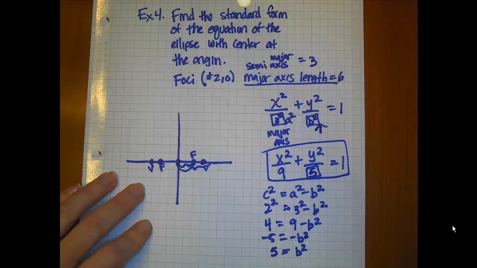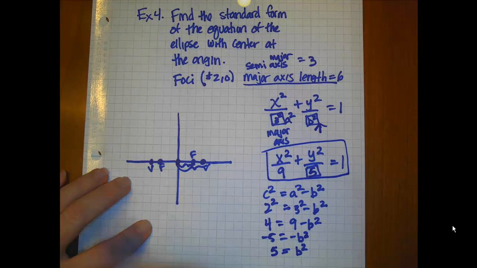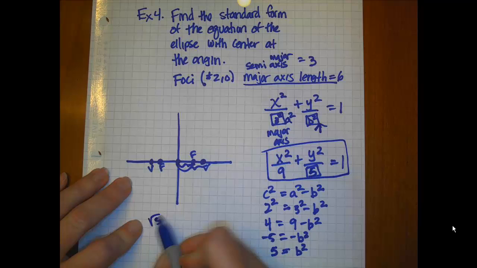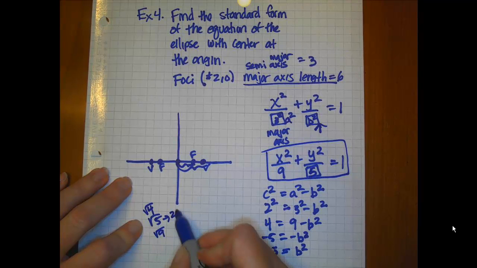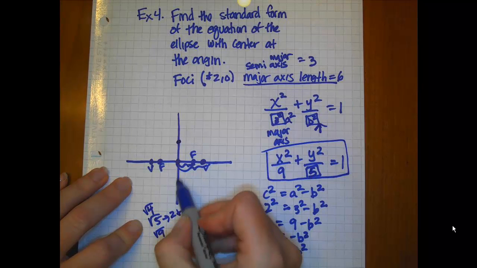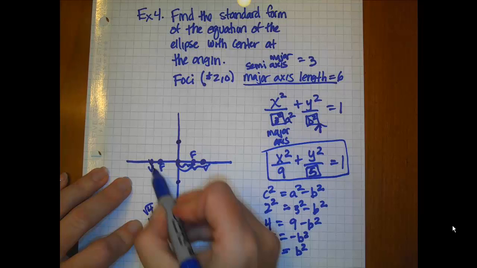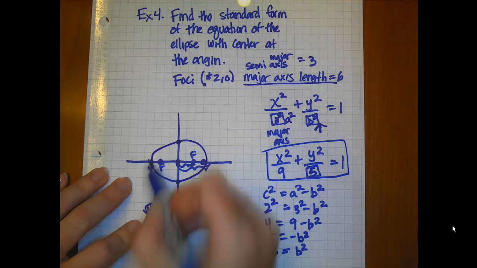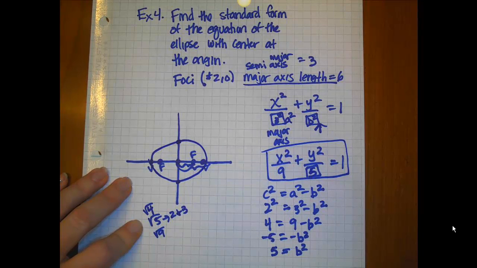And even though the directions didn't ask you to sketch, if I wanted to finish this sketch, the square root of 5 is a number between the square root of 4 and the square root of 9. So it's a number between 2 and 3. So I'm going to go up 2 and a little bit more, down 2 and a little bit more. And if I connect all of those points, I would get my, again, crazy excuse for an ellipse.